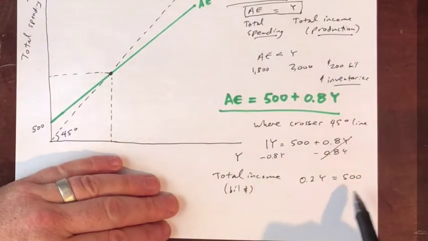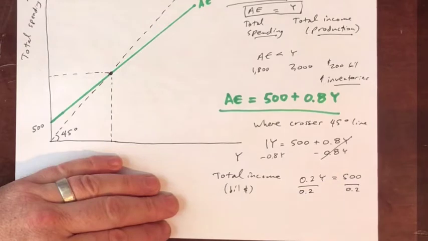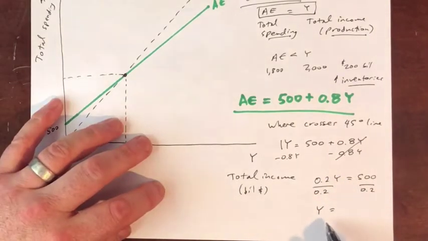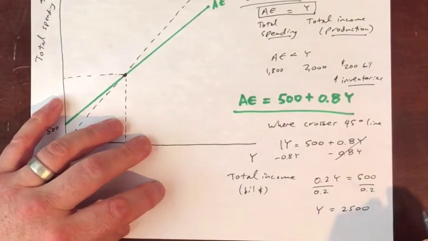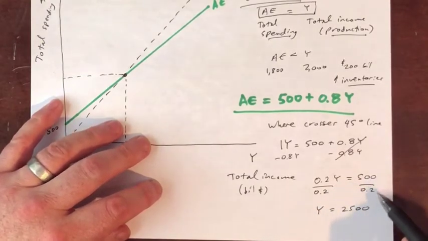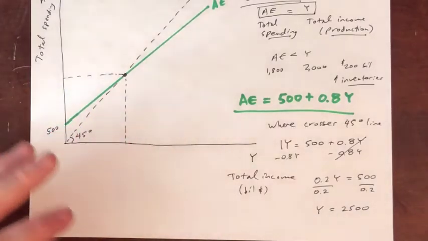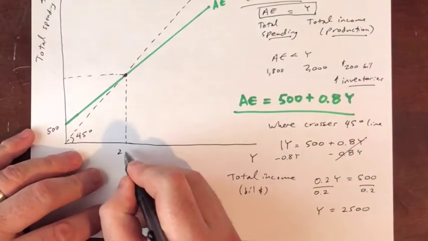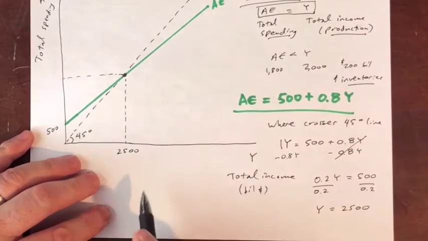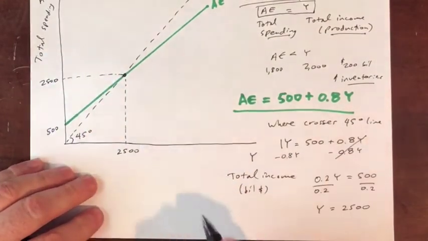So 0.2Y, now we need to, again, solve for Y. We can divide both sides by 0.2. So when we do this, we get Y equals 2,500. Anything divided by 0.2 is going to be the same as multiplying it times 5. If you don't know that offhand, that's fine. Use a calculator. Okay, so this tells us that the point where it crosses the 45-degree line is going to be at 2,500, and that's the same, of course, on this axis.